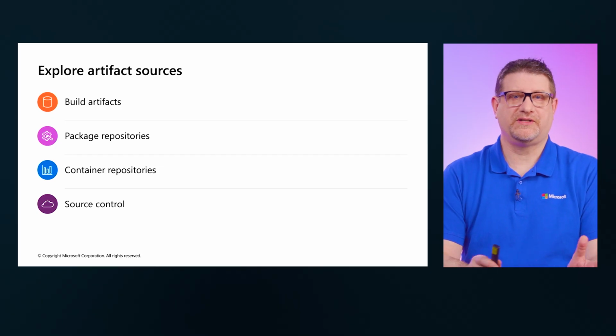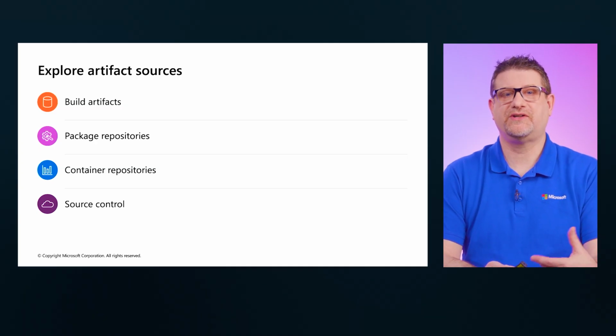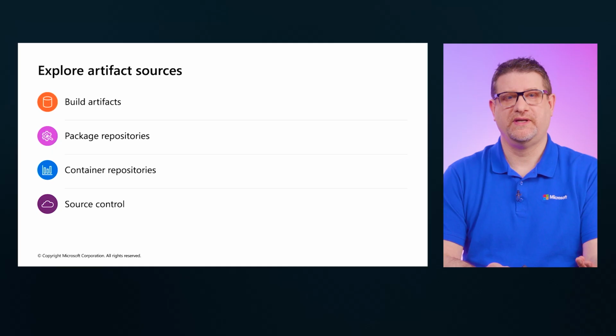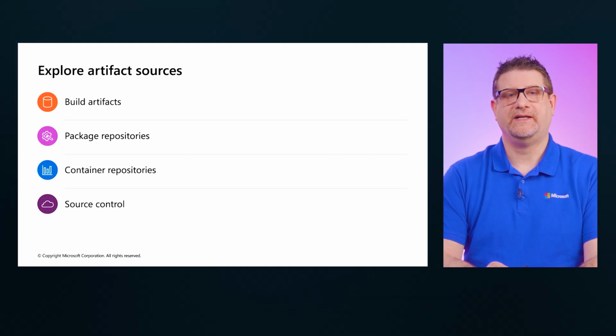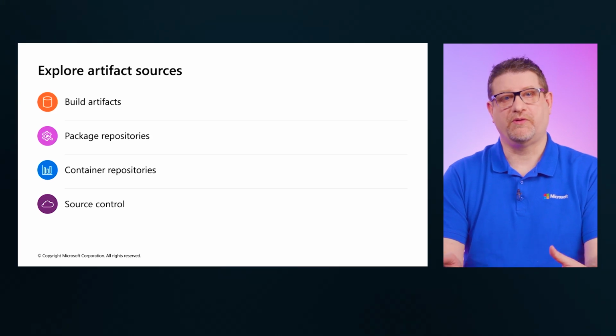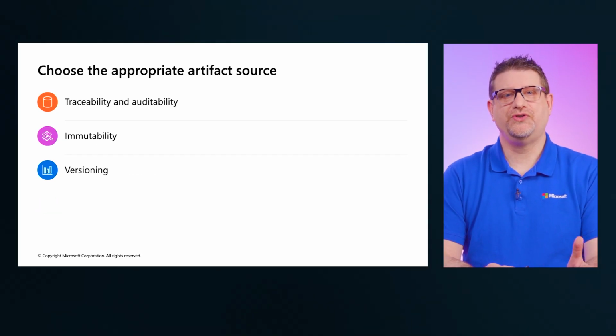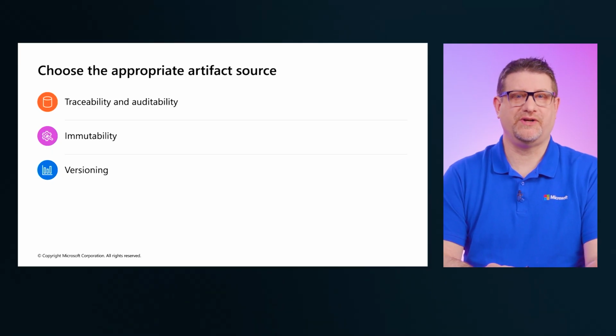Artifacts are the building blocks of a release pipeline. They represent the output of the build process, such as compiled code or configuration files, and serve as the input for the deployments. So managing artifacts effectively ensures that the correct version of the application is deployed to each environment. Azure DevOps integrates with multiple artifact sources, such as build artifacts, the repository itself, Azure Artifacts, and external repositories. Choosing the right artifact source is crucial for ensuring that your software deployments are reliable and traceable.